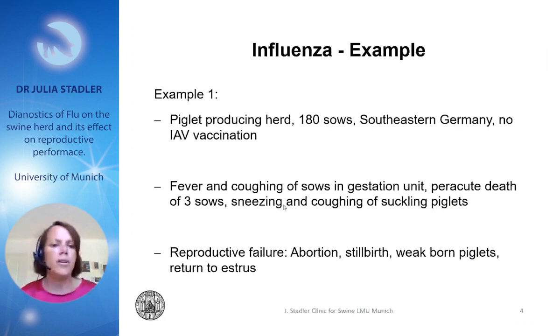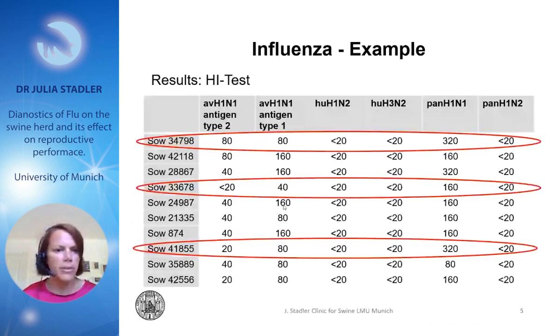For diagnostic workup, we collected blood samples from sows, and we also collected nasal swabs from acutely infected sows and nasal swabs from suckling piglets. On this table, you can see the results of the hemagglutination inhibition test. There were antibodies present against avian H1N1 and against pandemic H1N1. Antibodies against the other subtypes were negative.